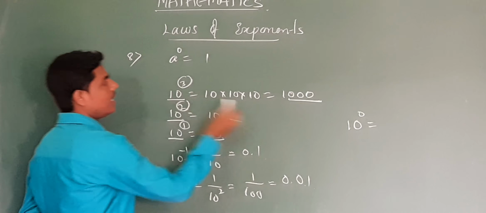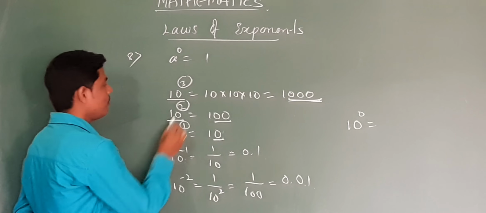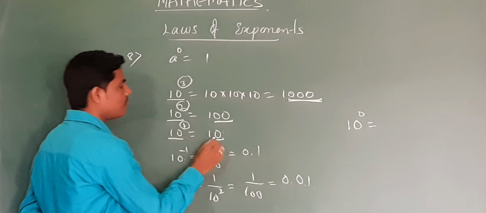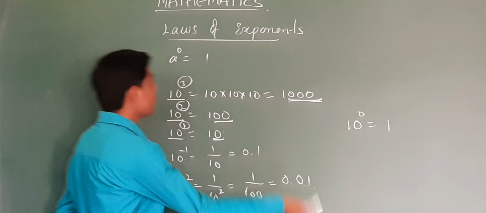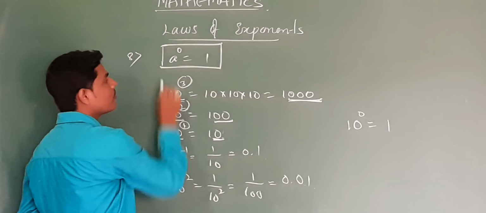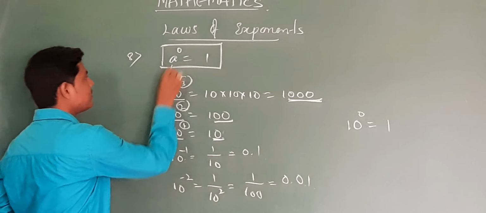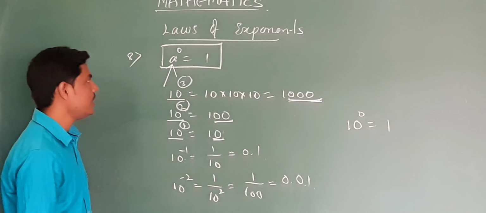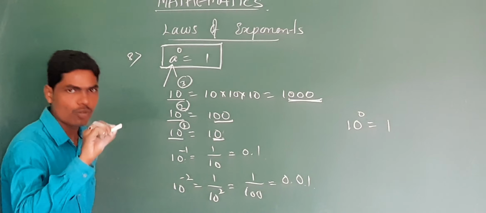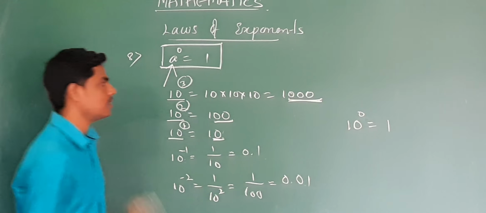If power 3 is there, we take 3 zeros. If 2 is there, 2 zeros. If 1 is there, 1 zero. Now if nothing is there, it means don't take any zeros, that means 1. Therefore, a power 0 is equal to 1. A power 0, in the place of that a, whatever number it may be, if the power is 0, it is equal to 1.